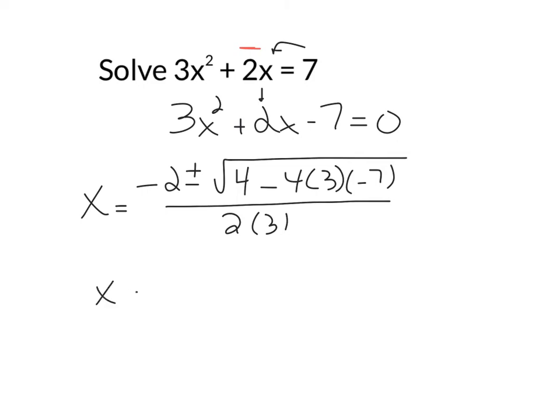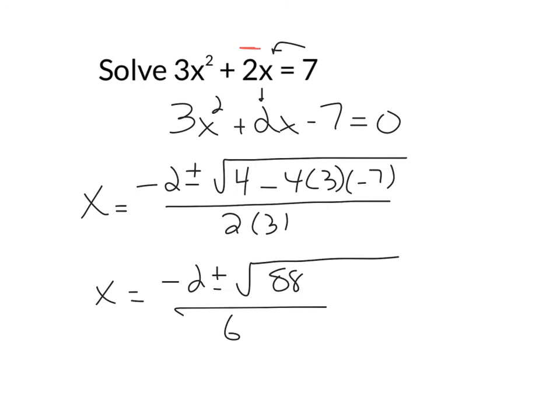Now, what I always do first is work out what's inside my radical. You can punch that straight in your calculator, but be careful. Make sure you use parentheses when you do that. 12 times 7 is 84. 4 plus 84 is 88 in there. And on the bottom I get 6. And I would be done, except for one thing.